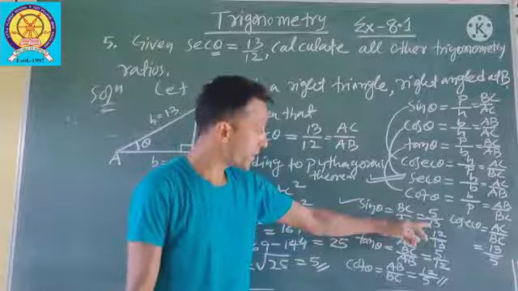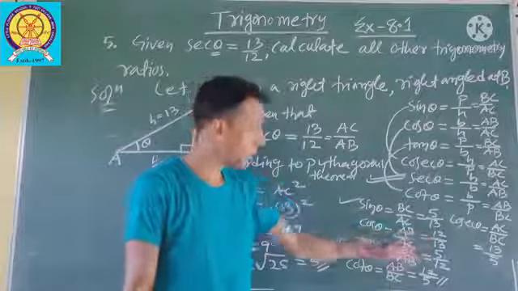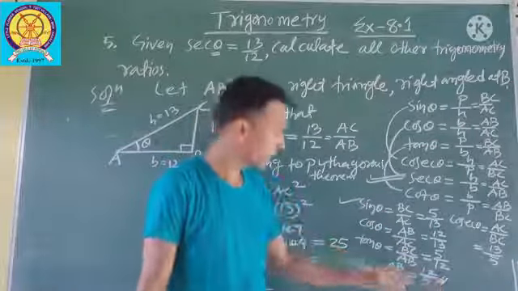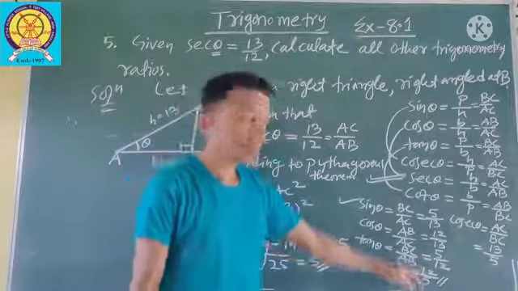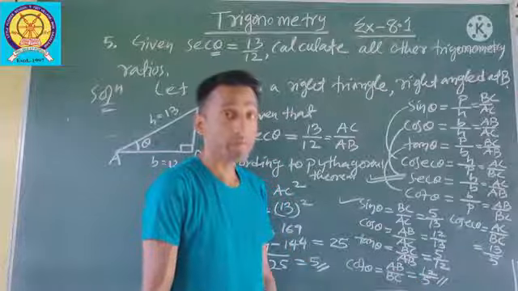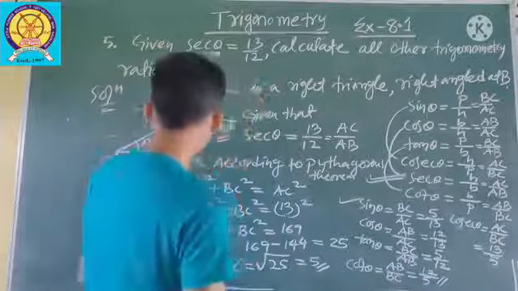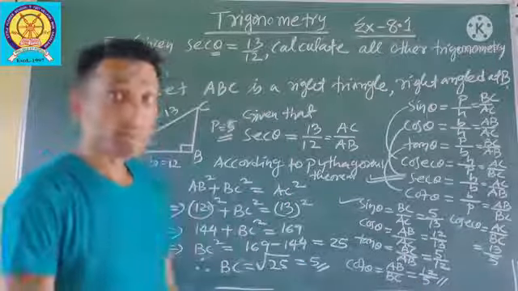So these are all the other ratios. Sin theta is 5 by 13. Cos theta is 12 by 13. Tan theta is 5 by 12. Cosec theta is 13 by 5. And cot theta is how much? 12 by 5.